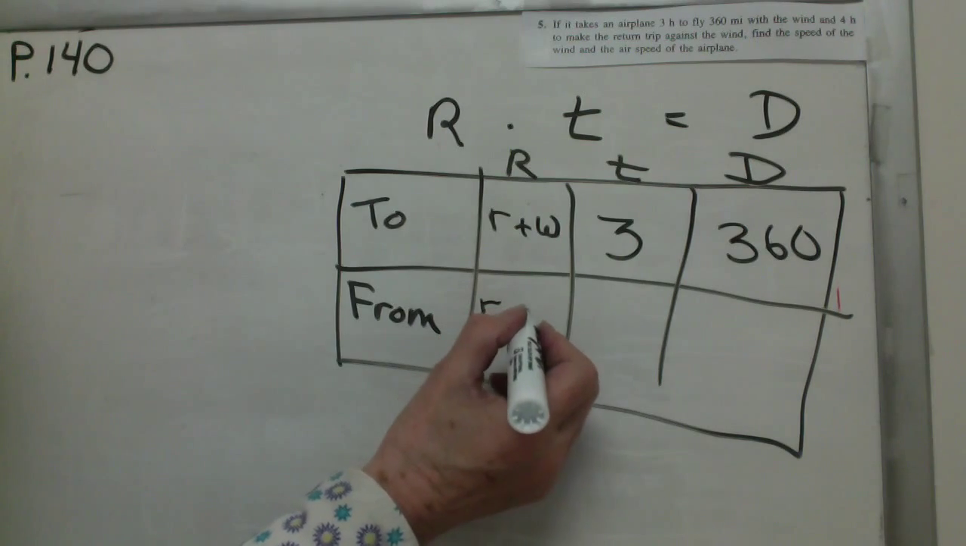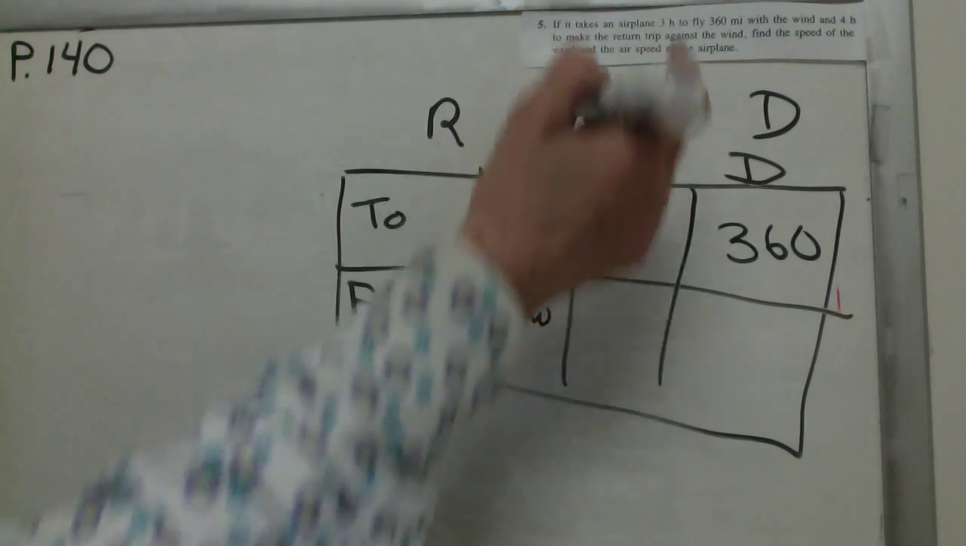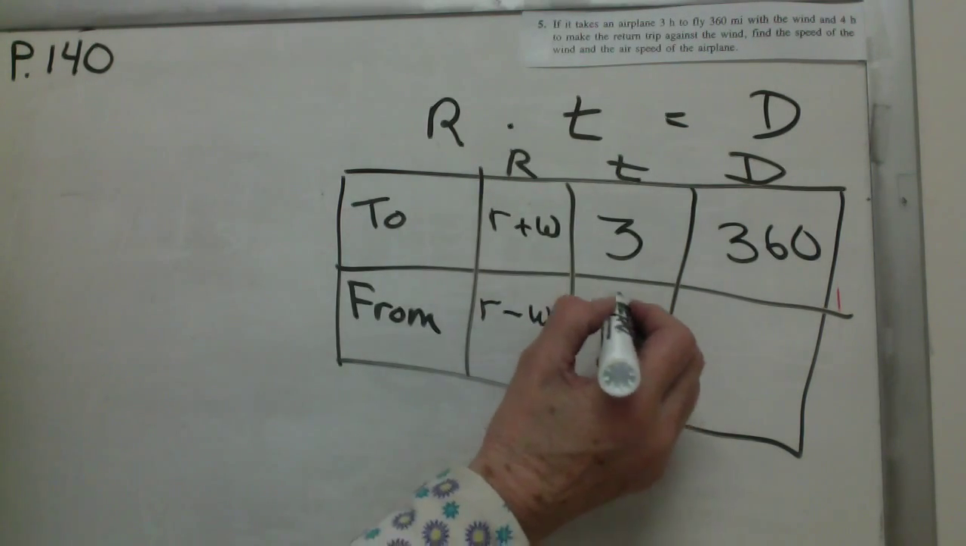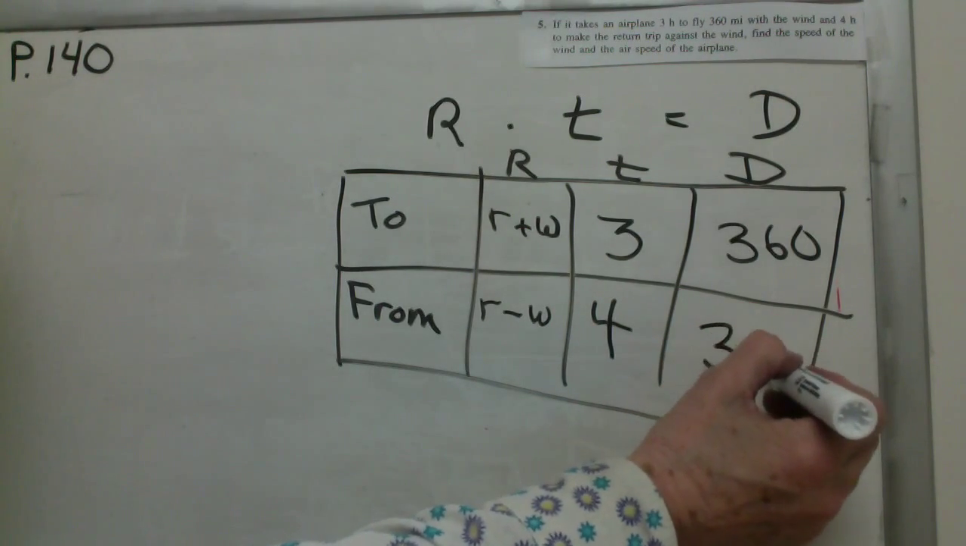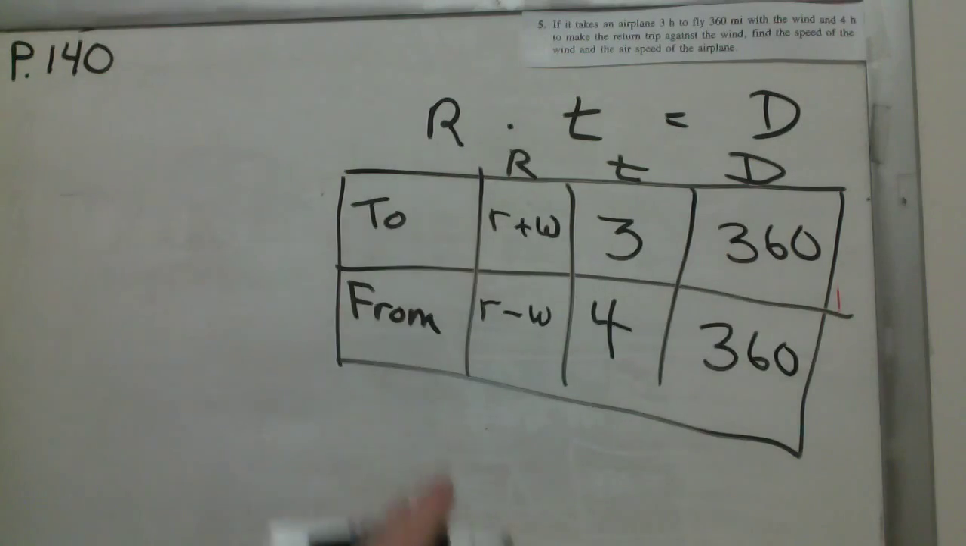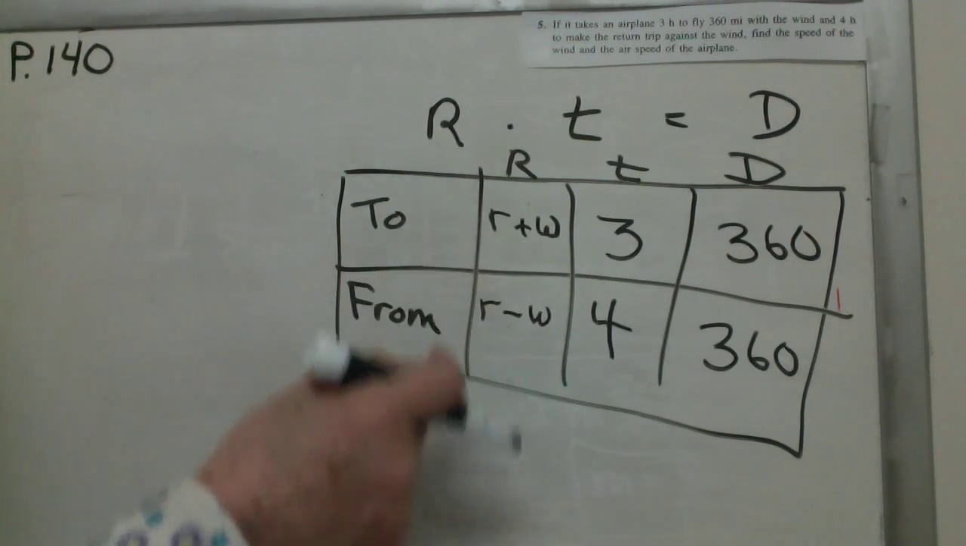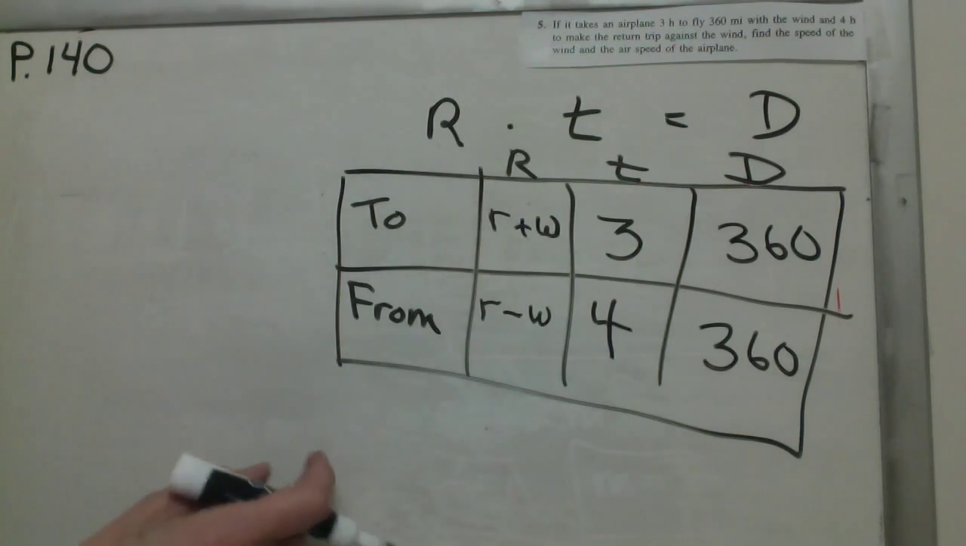All right, and then when we're going back the other way, you go on your same rate of the plane minus the wind, and that took longer, so that took 4 hours. The wind slowed it down. The distance again is the same. And this becomes two equations with 2 unknowns, which we solve as a system.